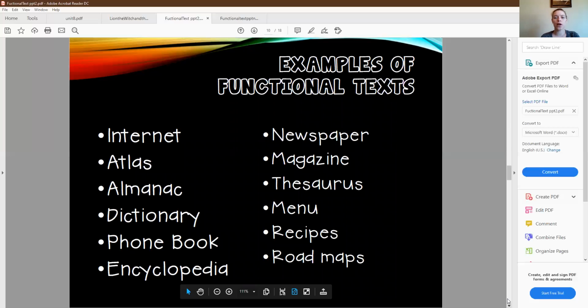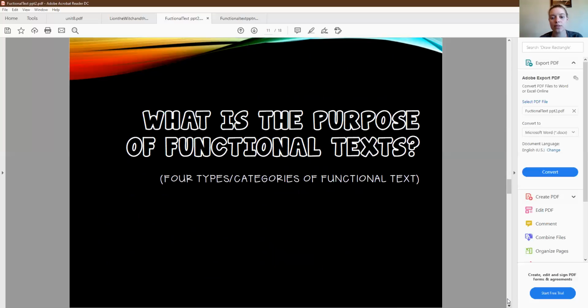Okay. So we have many examples of functional text. We have the internet, newspapers, magazines, thesauruses, menus, recipes, roadmaps, phone books, dictionaries. They all help you function in your everyday life, so they are examples of functional texts. So now let's look at the different categories of functional texts.